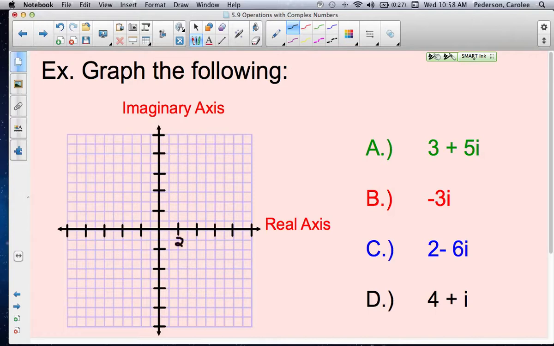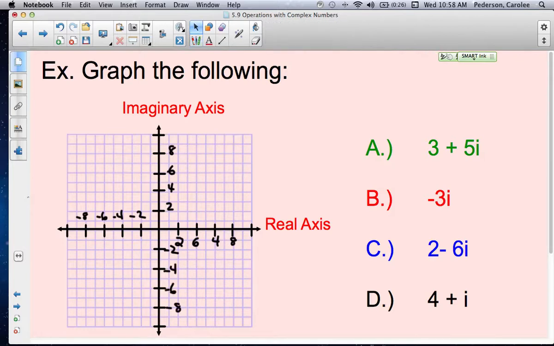So this will be 2, 4, 6, 8. And this would be again 2, 4, 6, 8. Those are your positives. And then -2, -4, -6, -8, -2, -4, -6, -8. Okay, let's go ahead and graph our first coordinate.